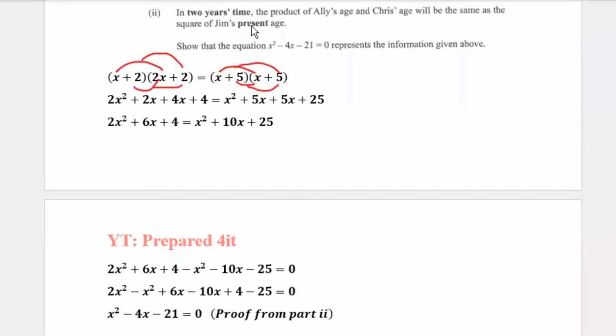So we started out by looking at the information that was given in 2 years' time. We're looking at the product of Ali's age and Chris's age. We add 2 to both of their ages, and it would have given us the square of Jim's present age. And all we did from there was algebraic working. So we expanded our brackets, then added or subtracted our like terms, and we'd have gotten this final answer of x squared minus 4x minus 21.